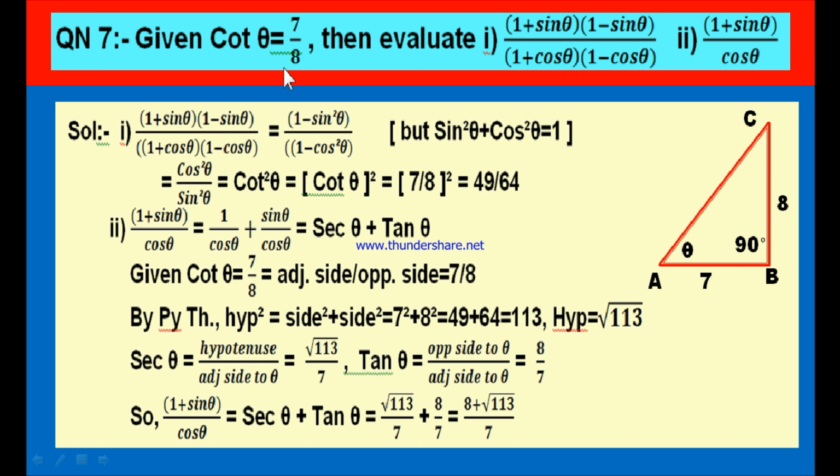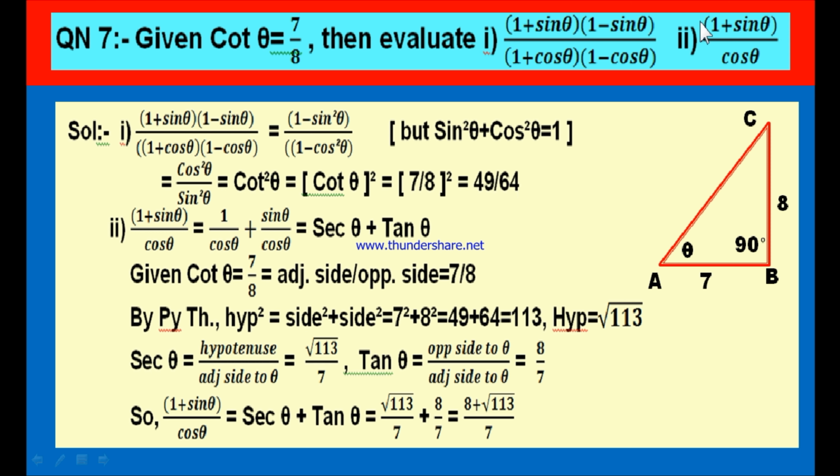What is the cot theta value? Cot theta value is 7 by 8. Therefore, cot square theta means 7 by 8 whole square. That is 7 square by 8 square. 7 7s are 49, by 8 8s are 64. Therefore, the value of 1 plus sin theta into 1 minus sin theta by 1 plus cos theta into 1 minus cos theta is 49 by 64.